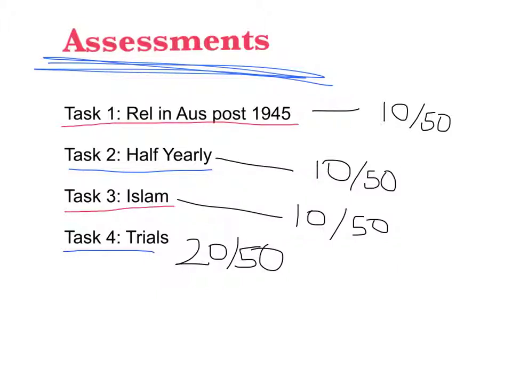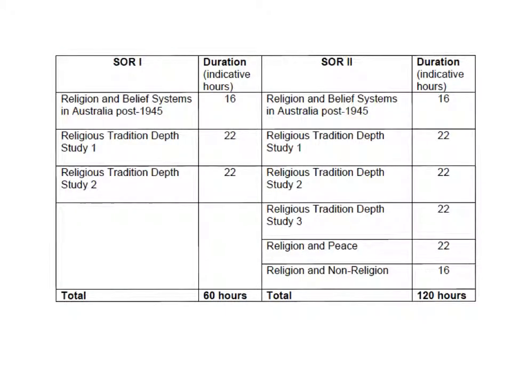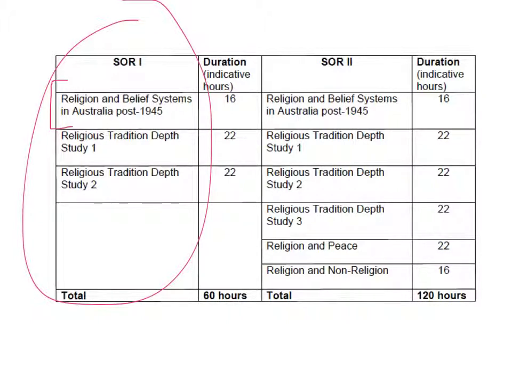What do we actually learn about in each topic? Well, what I'd like you to do is get your syllabus, and turn to the HSC content section, page 32. This is the page you're presented with. Now, this is a breakdown of what I've just showed you. Every single school running studies of religion 1 unit, not 2, will complete the religion and belief systems post 1945. And we're about to go through what exactly they're doing.